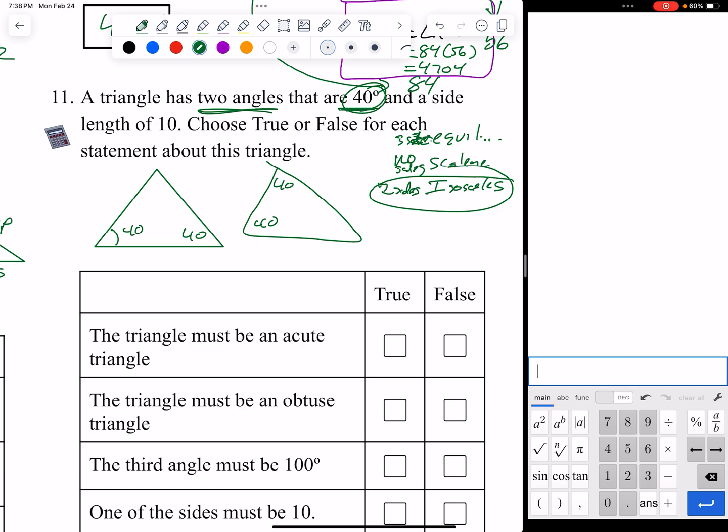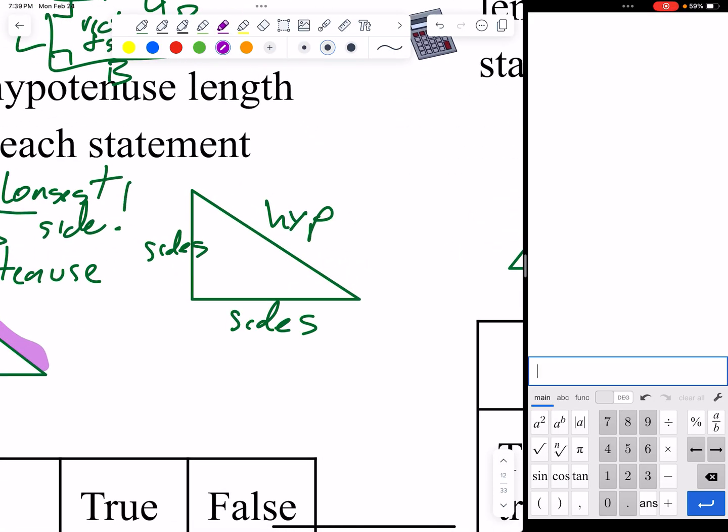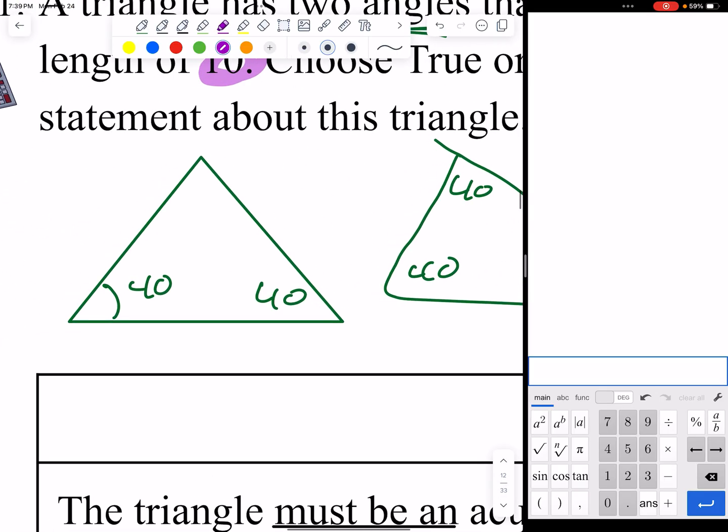All right. Is there anything else I can do with this? The 10 can be anywhere, right? Unlike this one right here, I knew that the sides had to be on this one and this one, okay? Because it couldn't be a hypotenuse. Does this one have a hypotenuse? Well, how do I check?